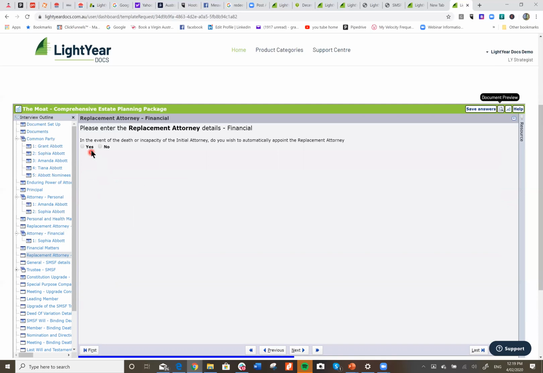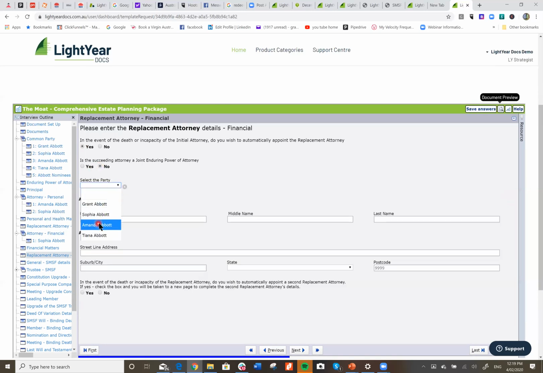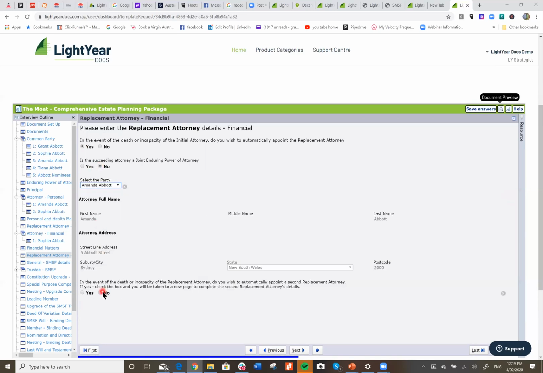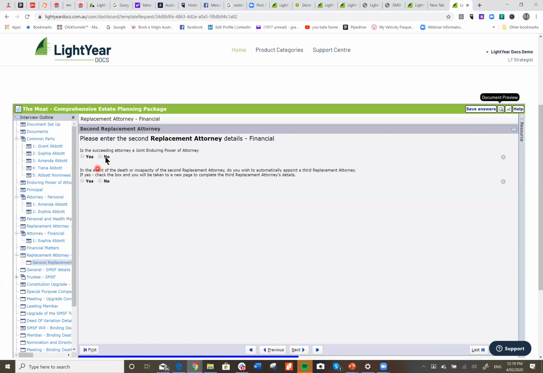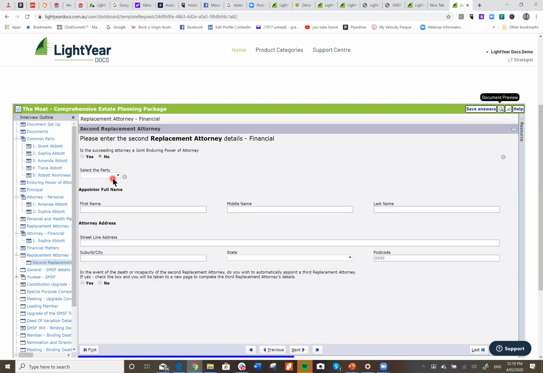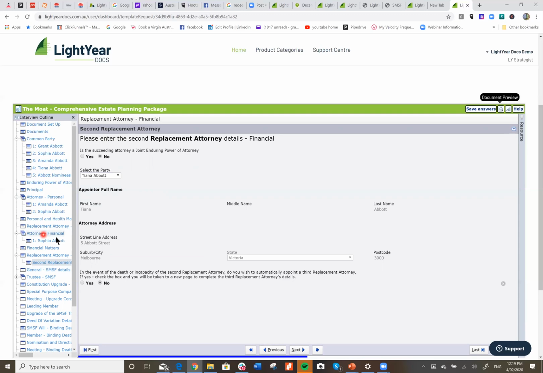Do you want to point out if something happens to her? Is it going to be joint? No. Then I'm going to have Amanda popping in there. And again, no, there's not. Oh, actually, I'll go yes. If we want a second replacement alternative, say no. I'll choose Tiana for that. And no, she's about to turn 18.